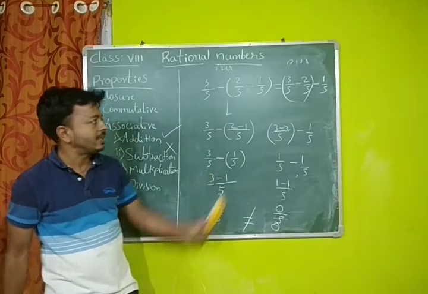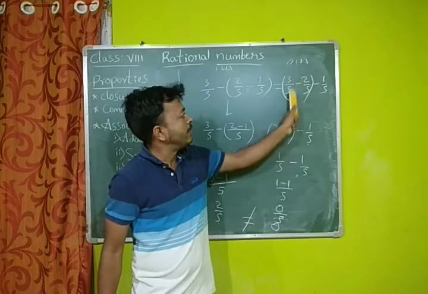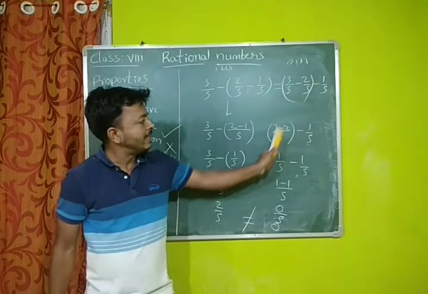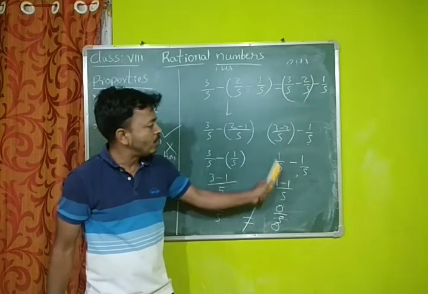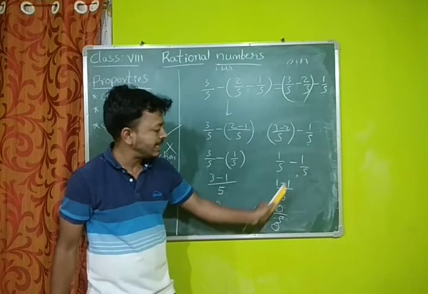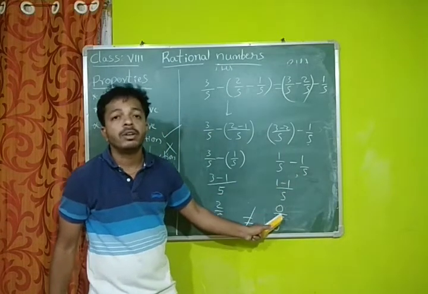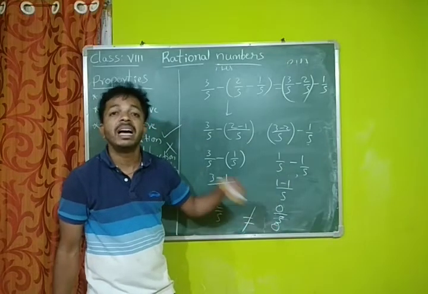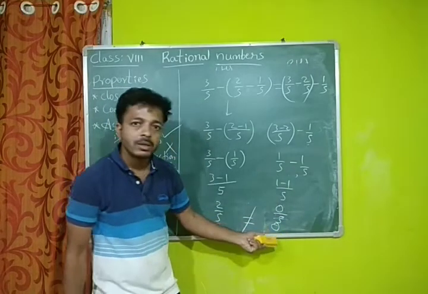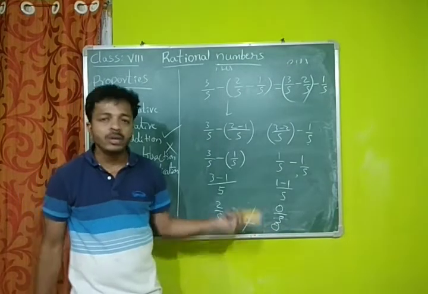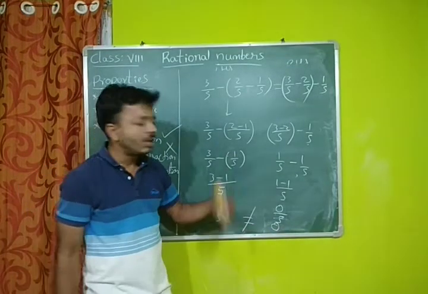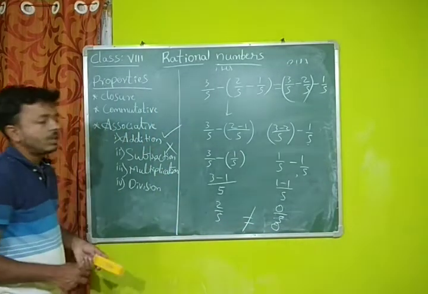This is LHS. And next RHS is 3 by 5 minus 2 by 5. 3 minus 2 divided by 5. And that is 1 by 5. This minus 1 by 5 as it is. And 5 is the LCM. 1 minus 1 is 0. 0 divided by any number, 0 divided by any digit is equal to what? 0. And 2 by 5 is not equal to 0. So this is not true at all. Subtraction is not true at all.